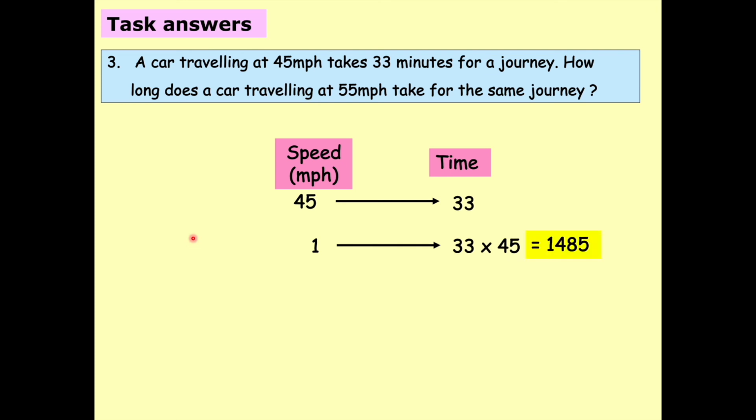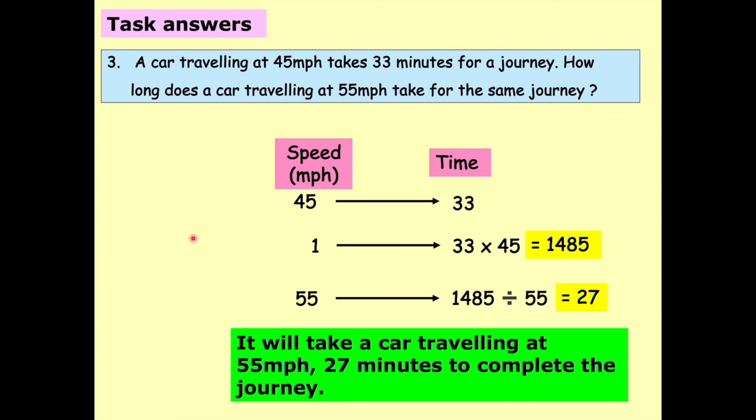33 times 45 gives us 1,485 minutes to complete that journey. So then for 55 miles per hour, I'm going to take 1,485 divided by 55 to give us 27. So it will take a car travelling at 55 miles per hour 27 minutes to complete the journey. So really well done if you got all or most of those 3 questions correct.